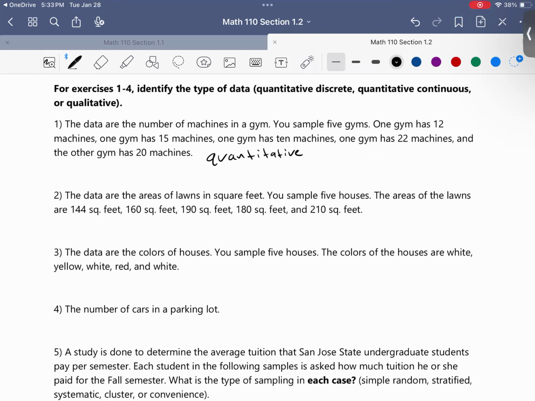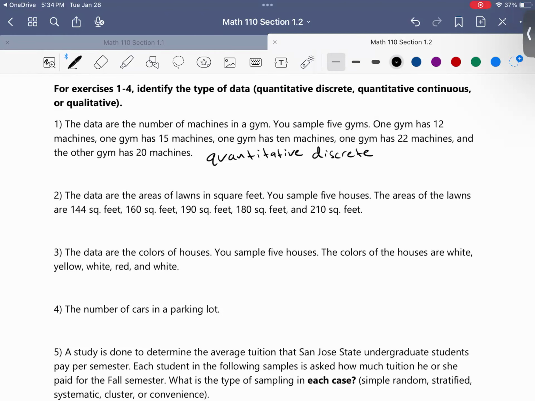Now the real question is what type of data is it, discrete or continuous? I have a bunch of machines in the gym. It doesn't make sense to have half a machine or a quarter of a machine or a decimal of a machine. Machines are just one whole machine. So it's going to stop at some point. It's a whole machine, so this would be discrete.